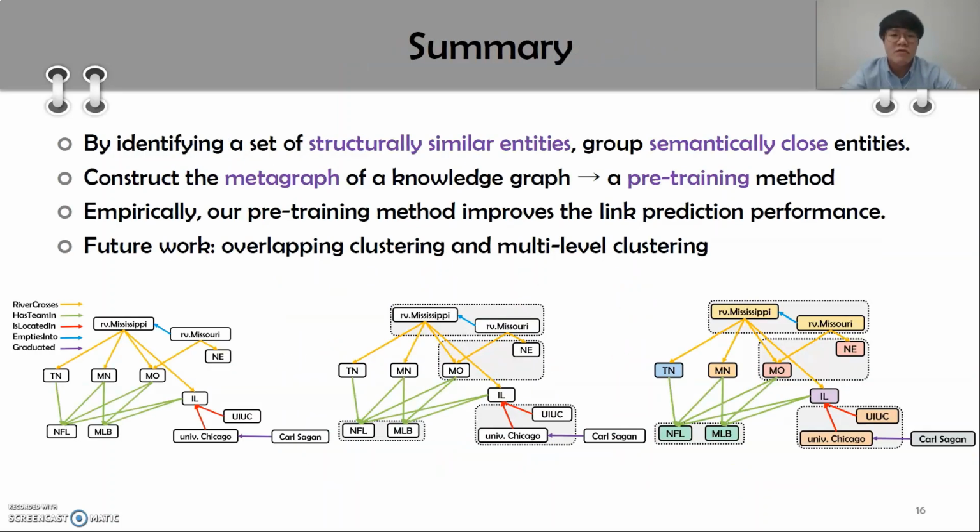As a future work, we plan to extend our model by considering overlapping clustering and multi-level clustering.